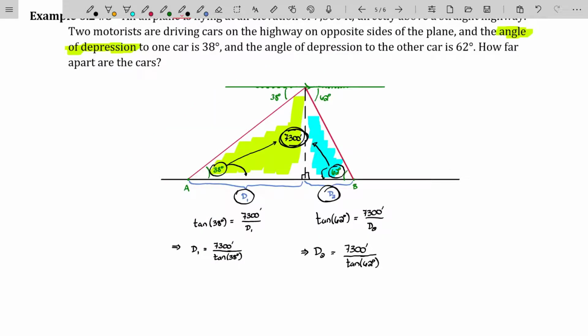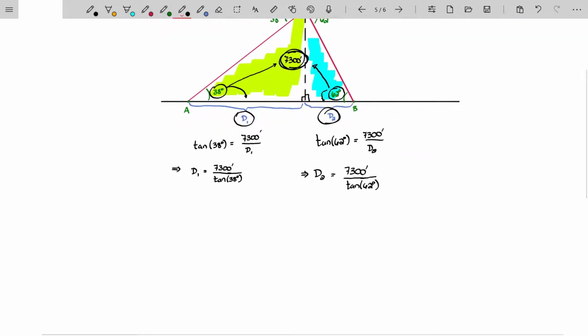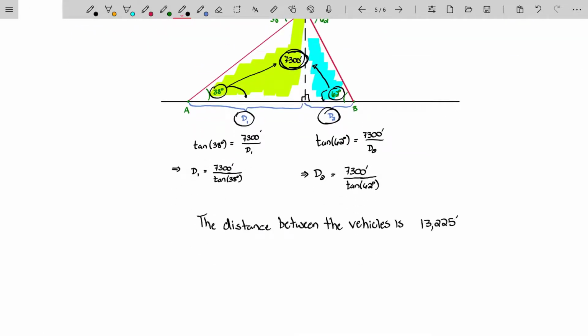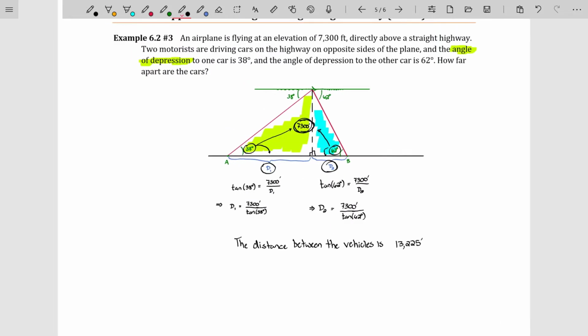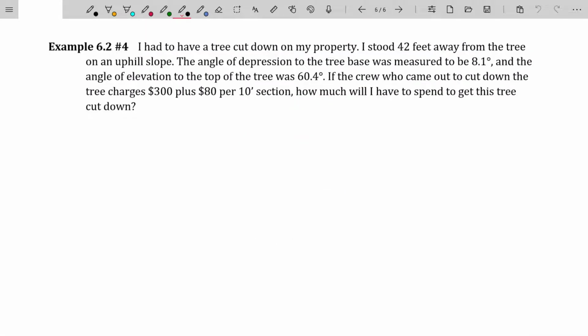And then you would add up D sub 1 and D sub 2 to find the total distance between these two vehicles. Now I'm going to, instead of hopping over to Desmos to do it, just quickly do it right here. And I get that the distance between the vehicles is approximately 13,225 feet, a little over 2 miles apart from each other. All right, so that's a good application, and it kind of reminds us of the angle of depression. There's also an angle of elevation. We'll see that in the next application.